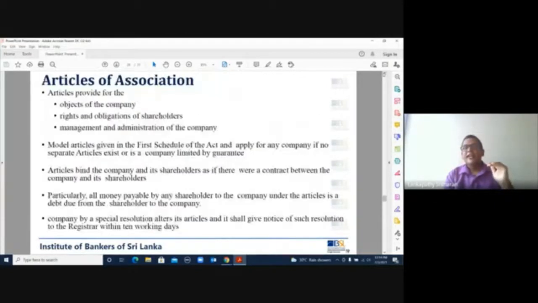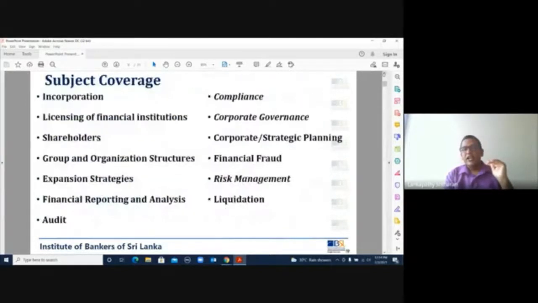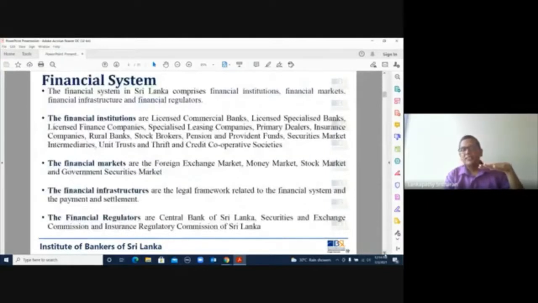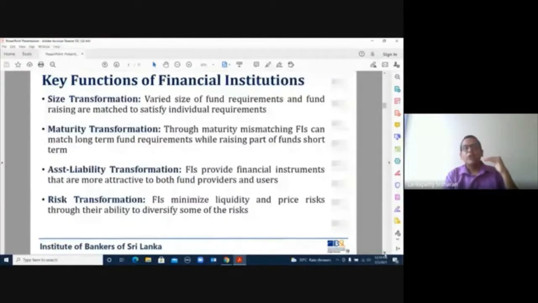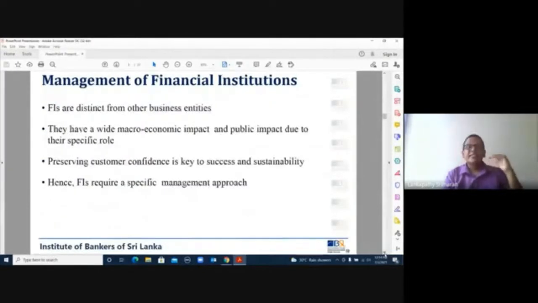First we gave some introduction to the financial system, and we saw that there are four components: financial institutions, financial markets, financial infrastructure and financial regulators. Then we saw some key functions and the importance of financial institutions. This slide is important: the difference between financial institutions and other business entities. The main difference is that financial institutions run with depositors' money, but other businesses mainly run with shareholders' money. Financial institutions run on customer confidence, other institutions not so much, so there are stringent rules and regulations for financial institutions.